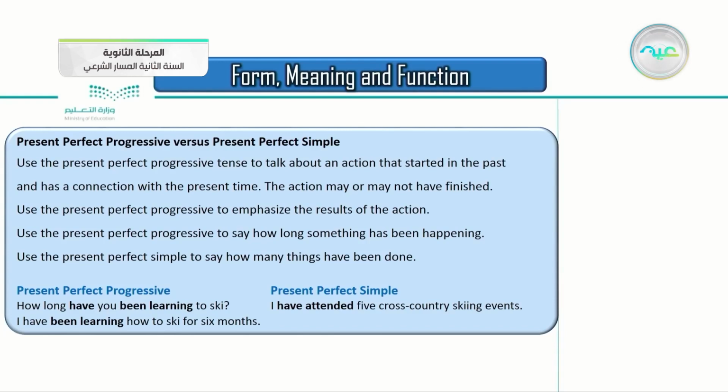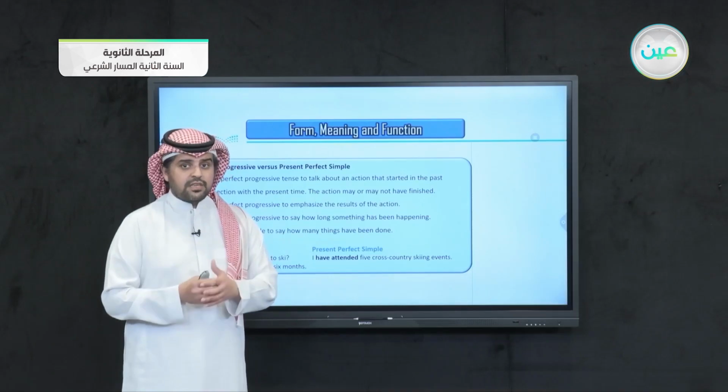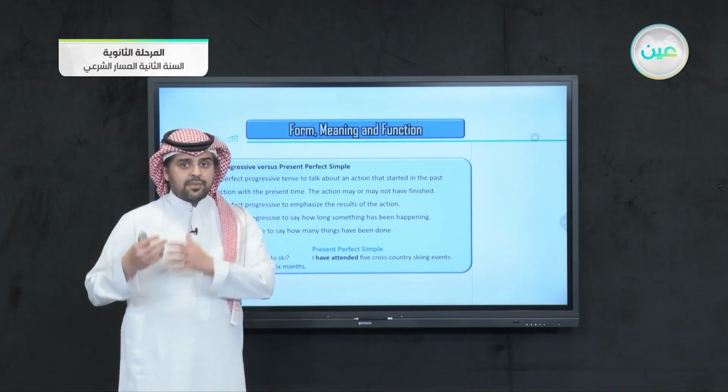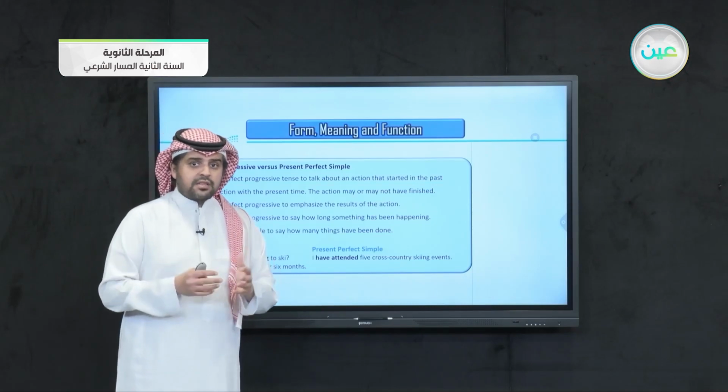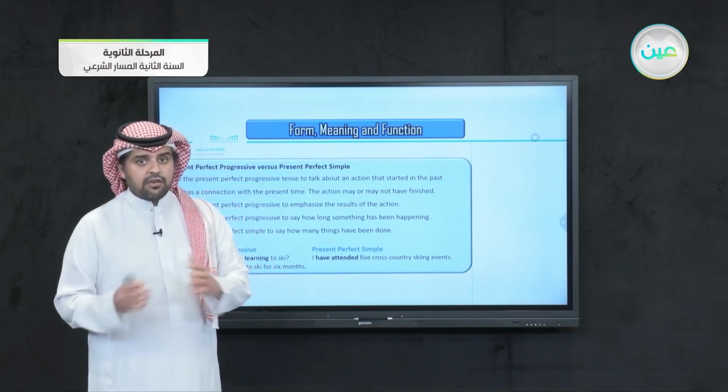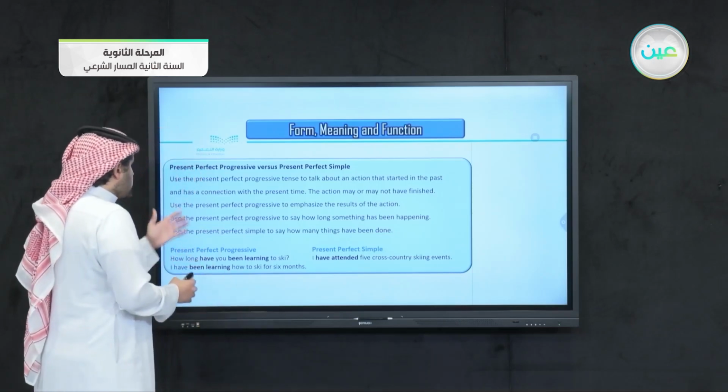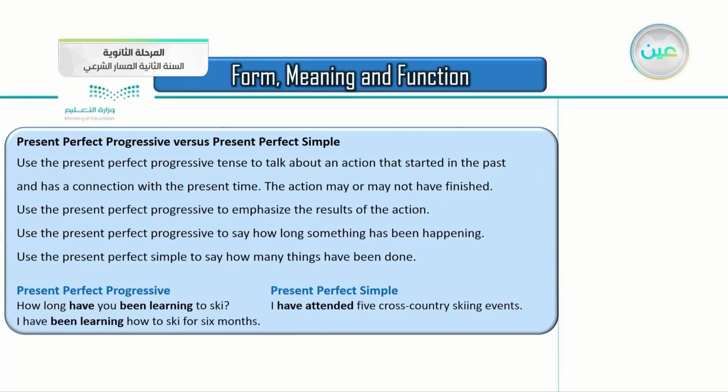and has a connection with the present time, and is still happening until the present time. The action may or may not have finished. So from the beginning, we use the present perfect progressive about an action that started in the past and may or may not finish, and is still happening until now. We don't know. Also, we use the present perfect progressive to emphasize the results of an action.